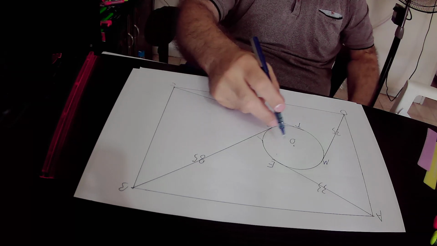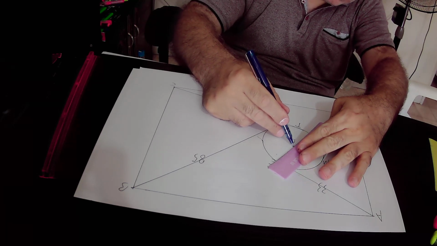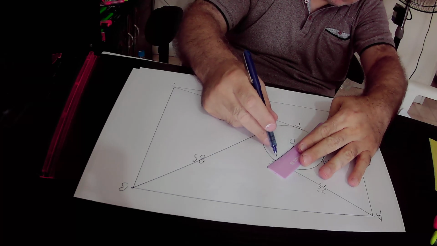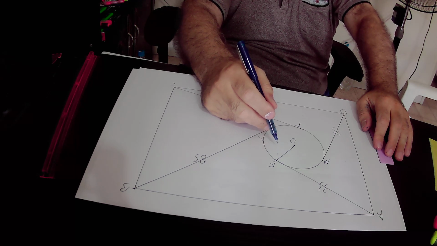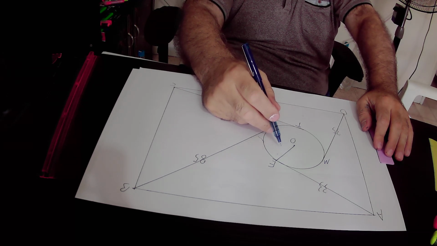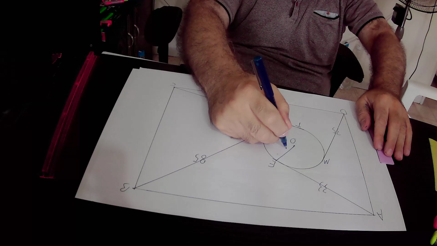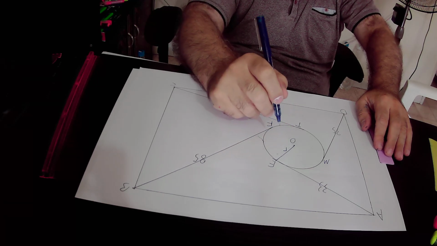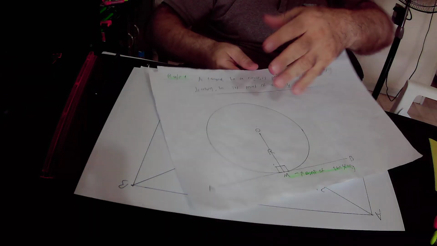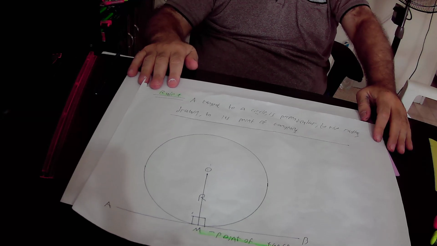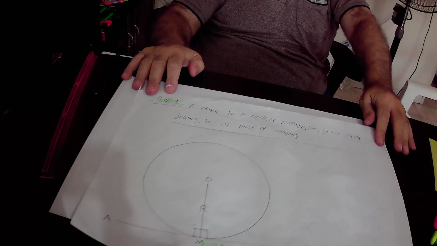We join points O and E together by a straight line. Point O is the center of the circle, point E is the point of the circle itself. Therefore, OE is the radius of this circle that we define as R. So OE equals R. And we have here rule number 1. According to rule number 1, a tangent to a circle is perpendicular to the radius drawn to its point of tangency.